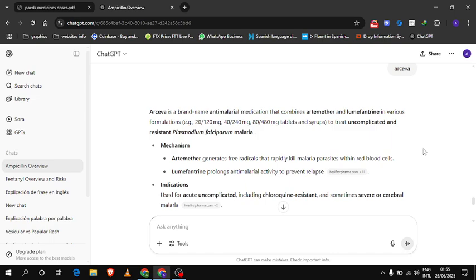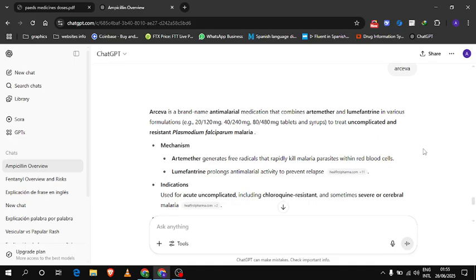Arceva is a brand name anti-malarial medication that combines artemether and lumefantrine in various formulations: 20 by 120 mg, 40 by 240 mg, 80 by 480. You can double the doses. Just remember 20 120 and you can double it. It treats uncomplicated and resistant Plasmodium falciparum. So it is only good for Plasmodium falciparum malaria, not the other malarias.